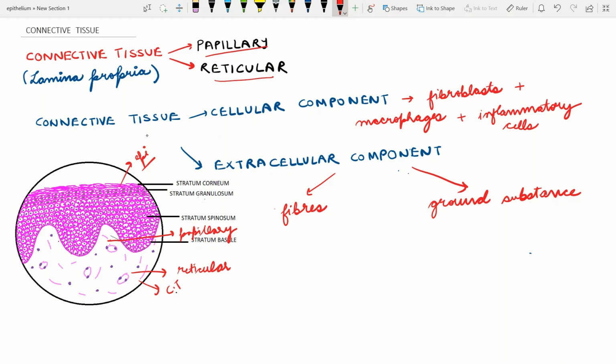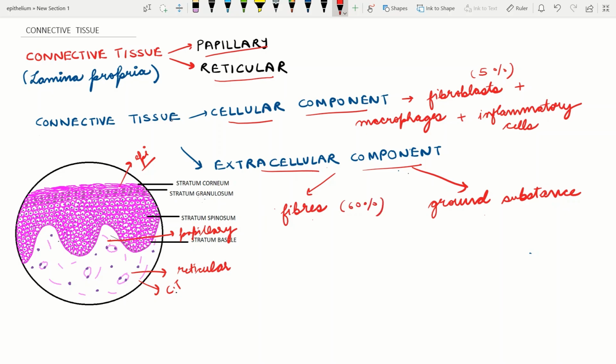The connective tissue has two components, that is the cellular component and the extracellular component. The cellular component comprises of the fibroblasts, macrophages and inflammatory cells. As you already know, the connective tissue has less amount of cells as compared to that of epithelium. So the fibroblasts will comprise only 5% of the connective tissue. Whereas in the extracellular component, you will see a large amount of fibers and ground substance. These fibers constitute 60% of the connective tissue.